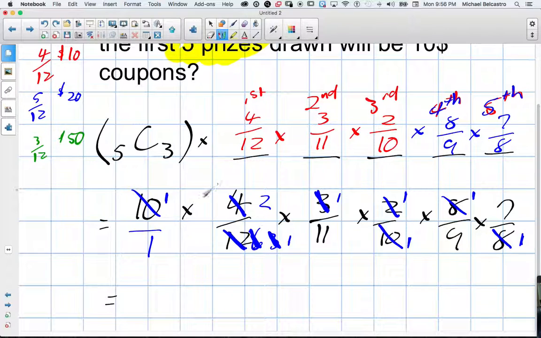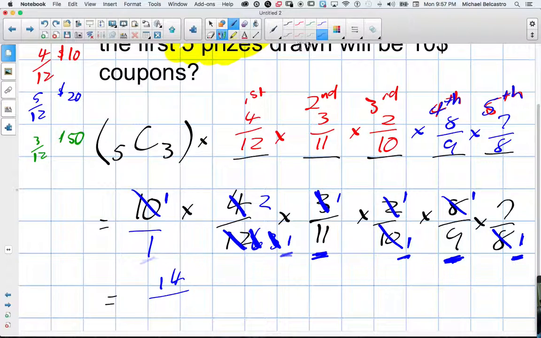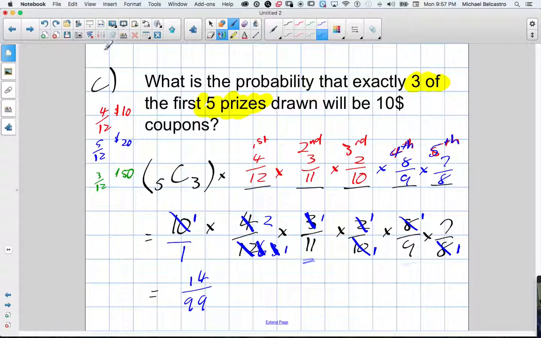So I've done quite a bit of reduction. The numbers on top that I'm multiplying are 1 times 2 times 1 times 1 times 1 times 7, which really means I'm just looking at 7 times 2. I know that's 14. It's 14 over the numbers on the bottom. That's 1 times 1 times 11 times 1 times 9 times 1. Which means I'm really looking at, because the ones are important, 9 times 11, that's 99. So there is a 14 in 99 chance that you'll draw exactly 3 of the first 5 prizes as $10 coupons.